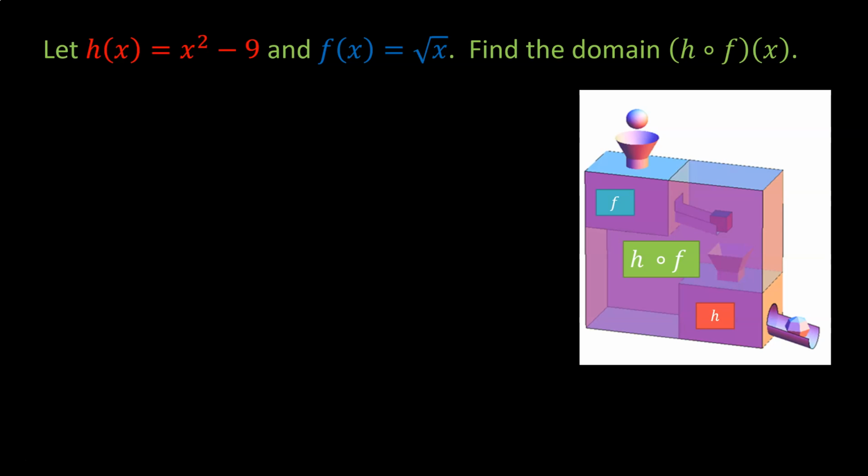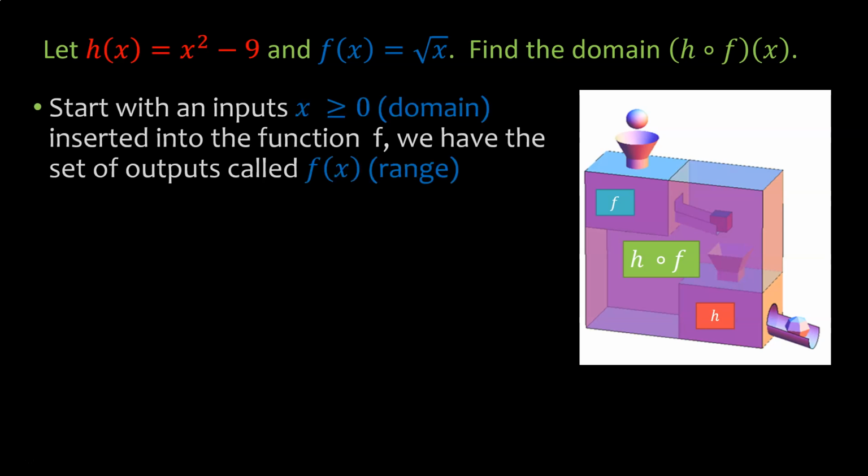Suppose that the function h of x is x squared minus 9, and the function f of x is square root of x. The question we are asking is, what is the domain of the composite function h of f of x? If you remember how composite functions work, it has an outside function, which in this case is h, and the inside function, which is f.